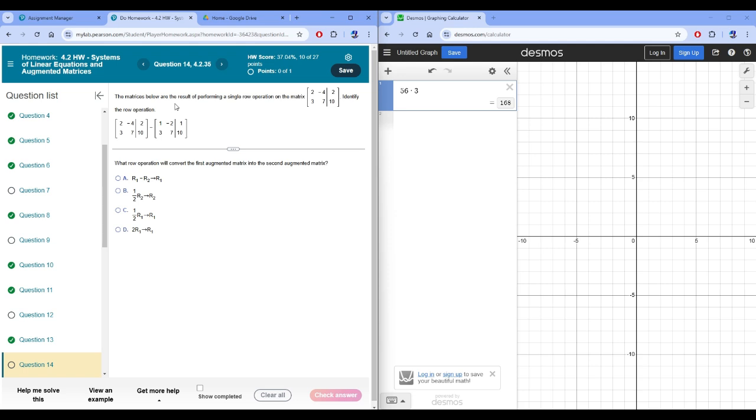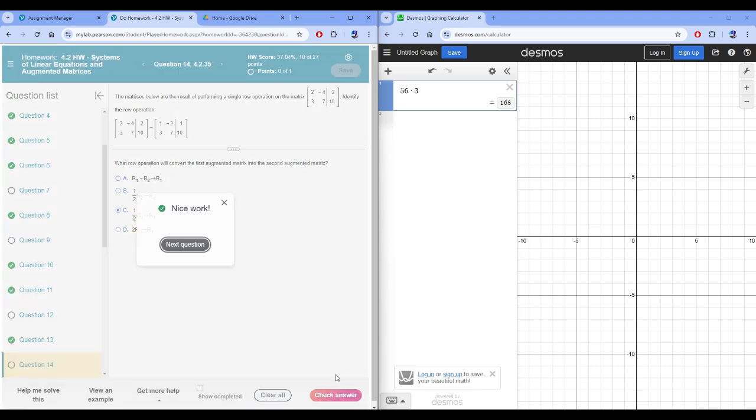All right, the matrices below are the results of performing a single row operation from here to there. So what happened from here to there? Well, it looks like row 1 was divided by 2. So 1/2 of row 1 gave me the new row 1. There you go.